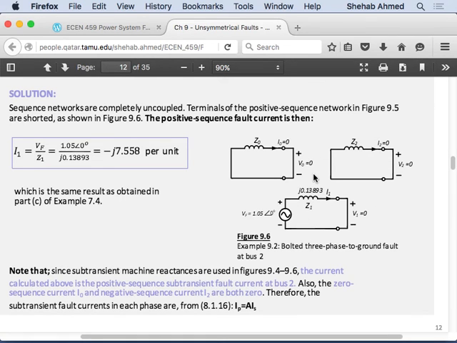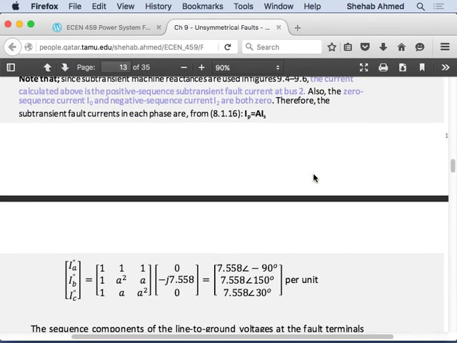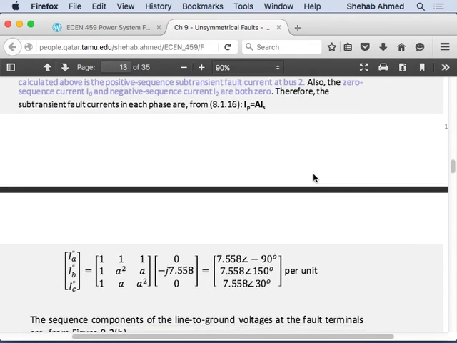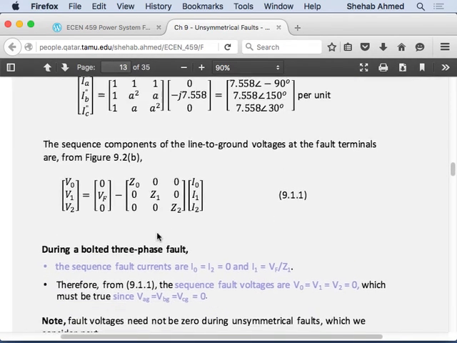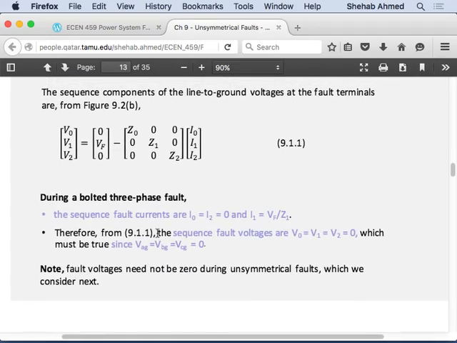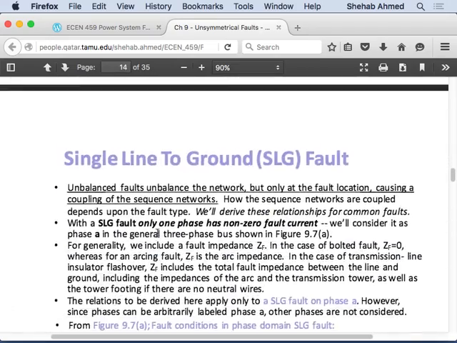Okay? And you will use it again because you will typically be able to calculate the currents, and then you will want to derive the sequence voltages from those. So a lot of times you will use this matrix. Okay, so that's this one.